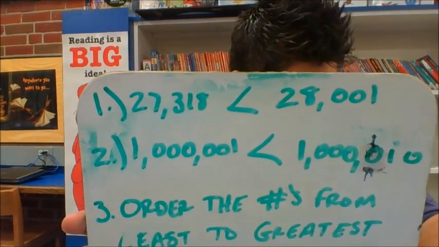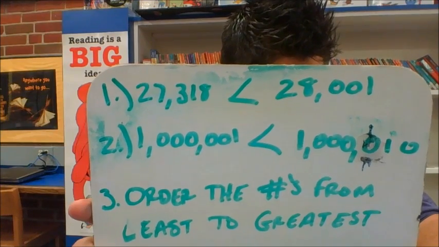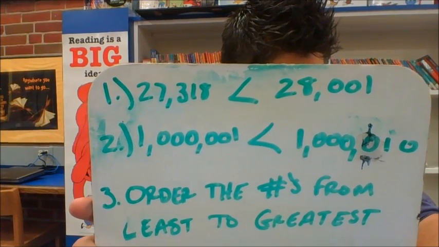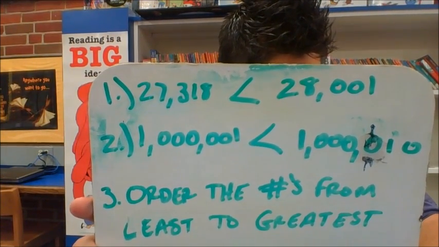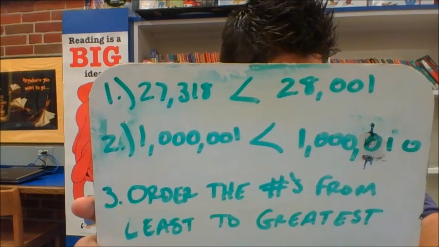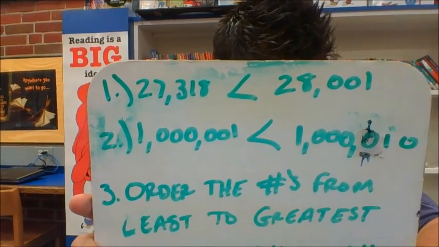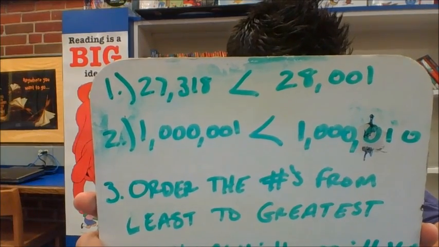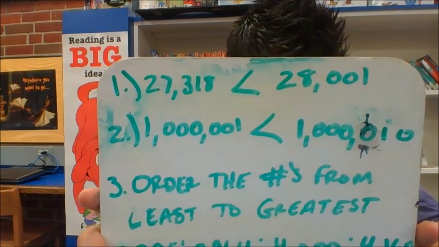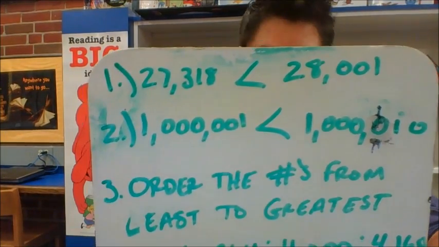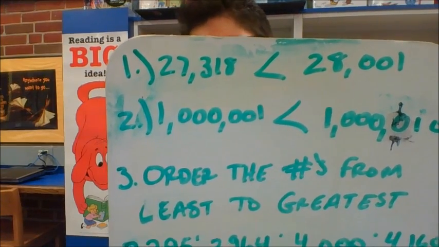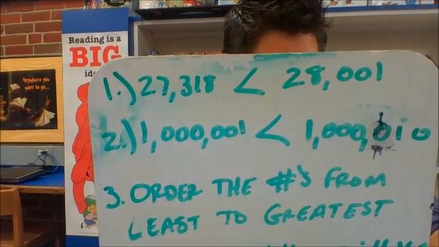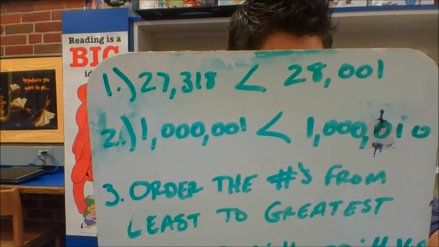All right, here are your answers. 28,001 is going to be larger than 27,318, and 1,000,001 is less than 1,000,010. The three numbers from least to greatest are 3,395, 3,964, 4,000, and 4,160. So now we're going to ask you one more question, and then you'll be done with your guided practice.